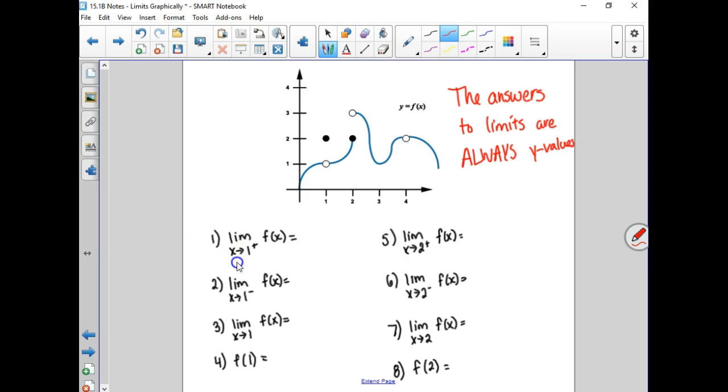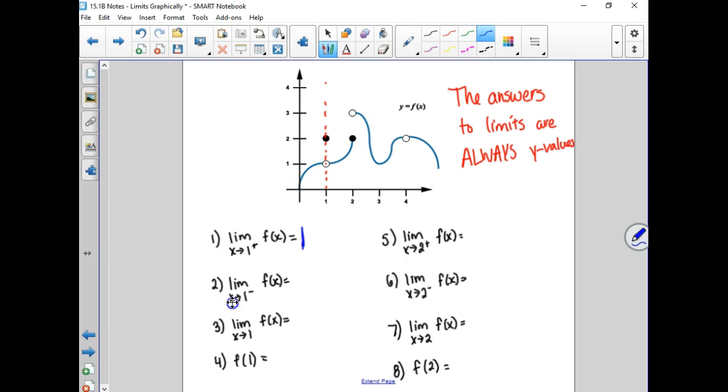So, number 1, I've got the limit as x approaches 1 from the right of f of x. So, if I think here, x equals 1 right here, right? So if I'm tracing this graph and I'm coming from the right side, I would trace the graph, trace the graph, trace the graph. Oh, we got a little jump here. As I get closer to 1 from the right, what is the y value that I'm approaching here? It is 1.